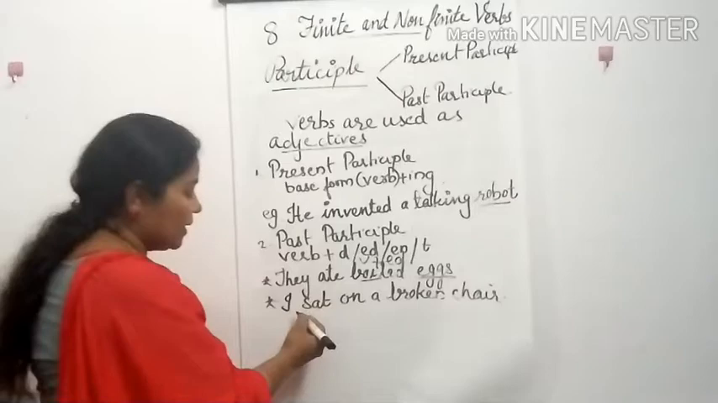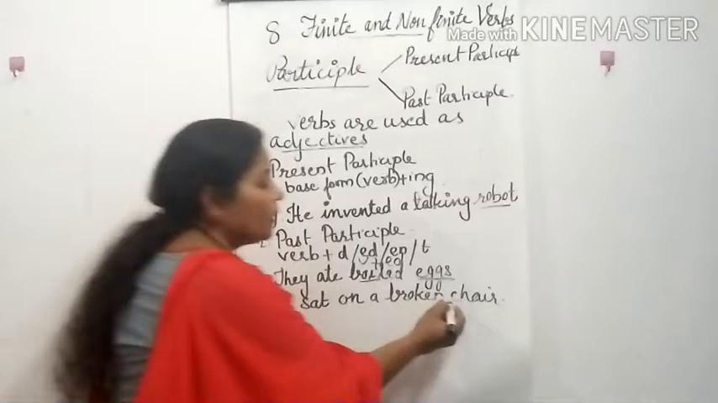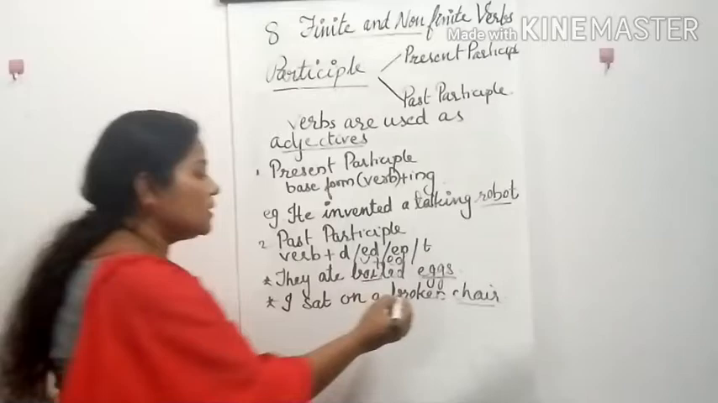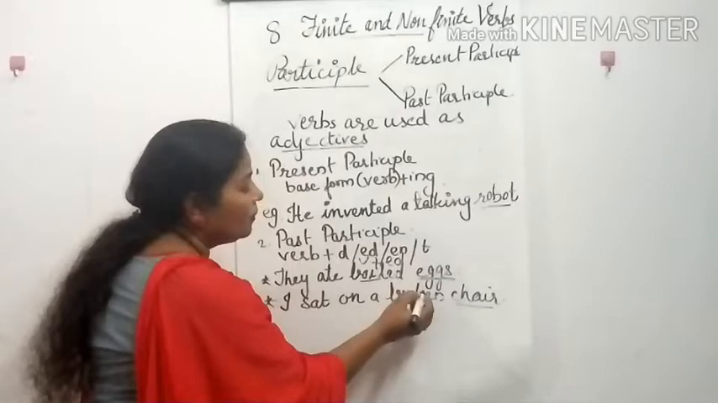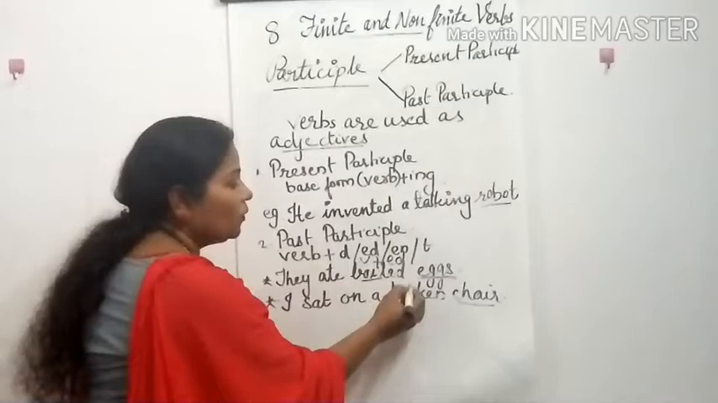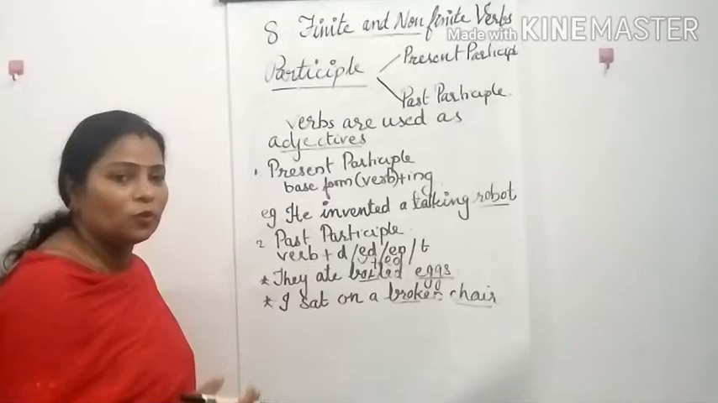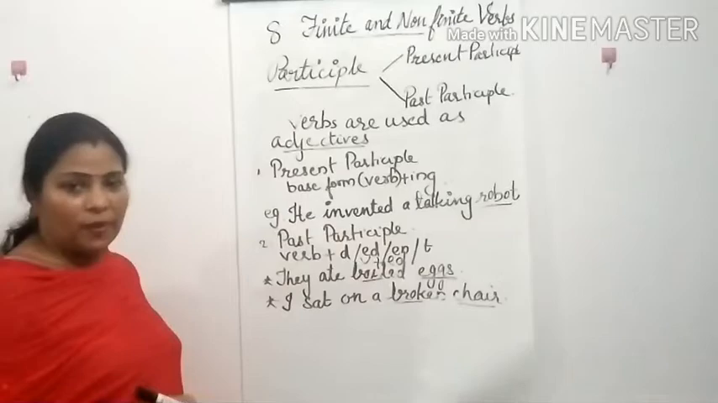Next example: I sat on a broken chair. Again we have a noun, and here the past participle comes in front of the noun. See here, from the word broke, broke is the verb, and to it we added en. So to the verb we added en, and it became a past participle, and it is in front of a noun. Broken chair, the chair was described by broken. So it is acting as a past participle. Hope this part is very clear to you.